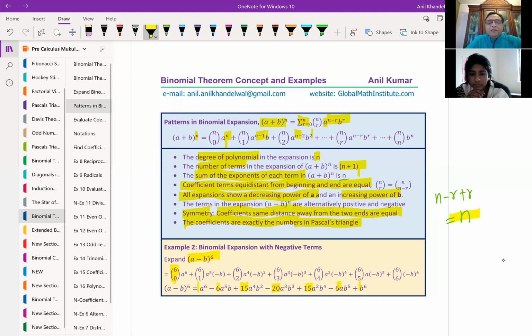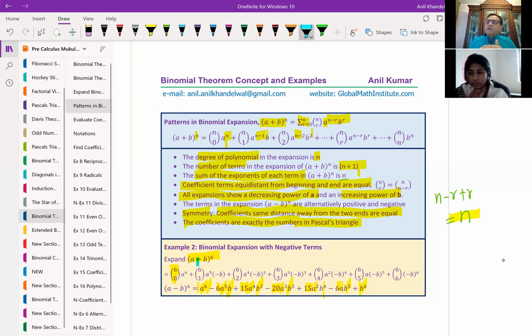You can put those in, and then the powers of a will decrease from 6, 5, 4, 3, 2, 1, and 0, and the powers of b will increase from 0, 1, 2, 3, 4, 5, and 6. So you get all the numbers. However, we had a negative term in between, correct? So this negative, associate it with b.